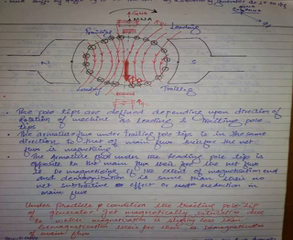Now, this is the main flux flowing from north to south. In the third diagram, we represent both fluxes.